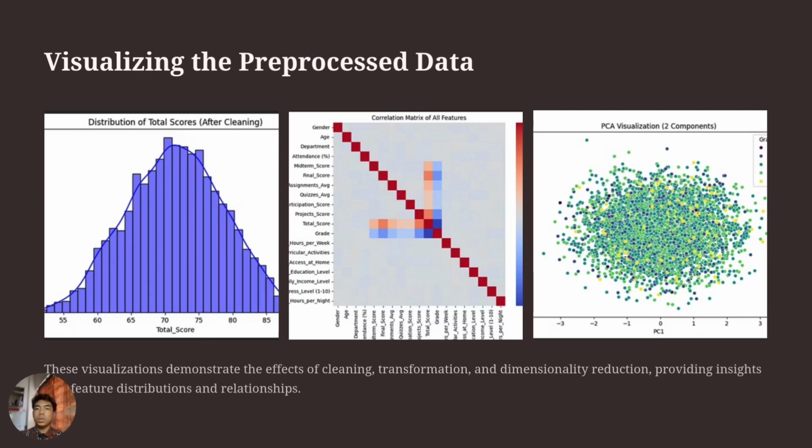And these visuals help show the effect of our preprocessing steps. The histogram, correlation heat map, and PCA scatter plot all give insight into how the data behaves after cleaning and transformation. From these visuals, we can better understand distribution patterns, relationships between features, and potential clusters in the dataset. This helps guide our decisions for future modeling.